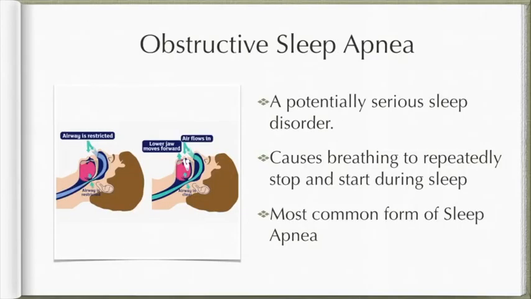There are multiple forms of sleep apnea, with obstructive sleep apnea being the most common form of sleep disruption. And remember, it is a potentially serious, hazardous disease. It causes breathing to repeatedly stop and start because of the choking of the airways. As I said, this is the most common form of sleep apnea.